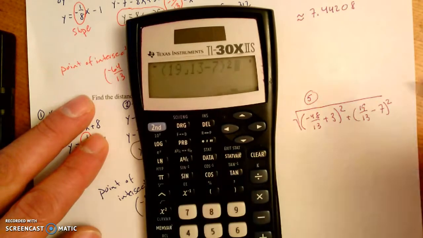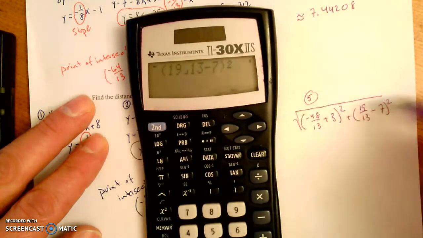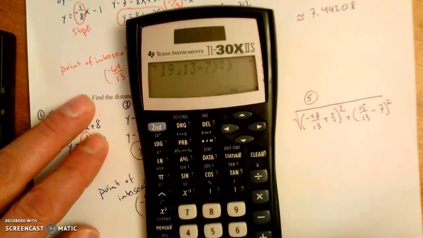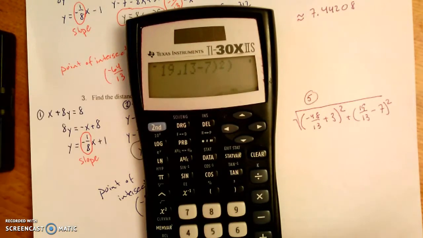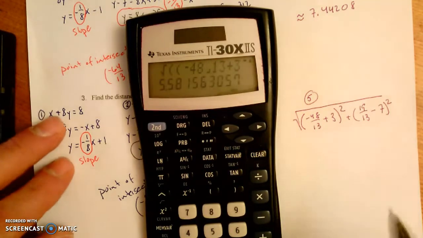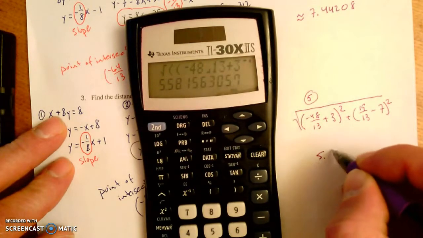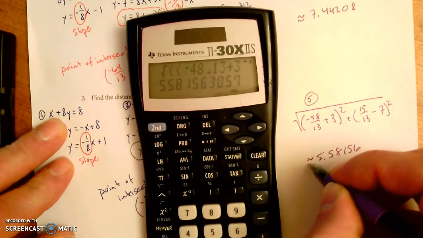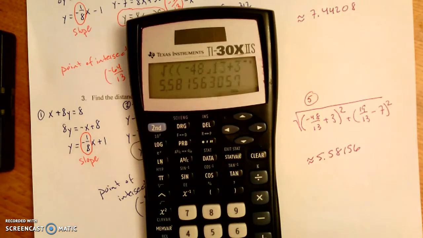Hit the squared button. And then remember, since we've got that big square root here, everything that's underneath that square root has to be wrapped up in a final set of parentheses. And if you do it wrong, you'll get some sort of error message. All right? Let's see. So we got 5.58156. That's approximately equal to it. I just carried it out to a bunch of decimal places.